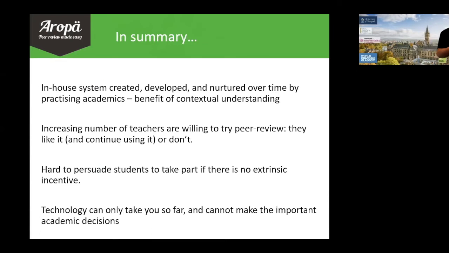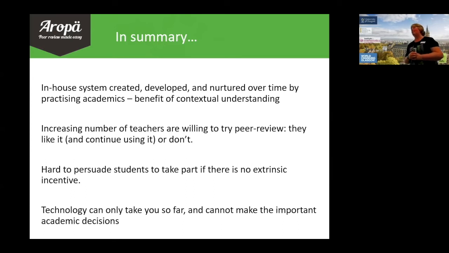So in summary, the advantage of the system is that it's being created by academics who know what they're talking about with respect to what instructors need. It's also been nurtured over time. John and I have been running it since 2009, so it's stable. We've been taking into account a lot of the feedback we've got, and we have that benefit of contextual understanding.